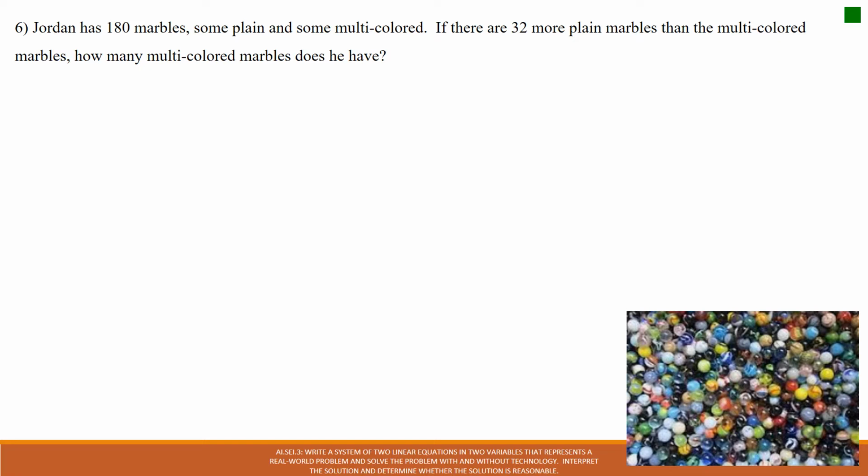Jordan has 180 marbles. Some are plain colored, some are multicolored. There are 32 more plain marbles than the multicolored marbles. How many multicolored does he have? So let's let P equal the number of plain marbles and M equal the number of multicolored. Look at all those marbles. Craziness, huh? Do we know the total number? Because these both say number.